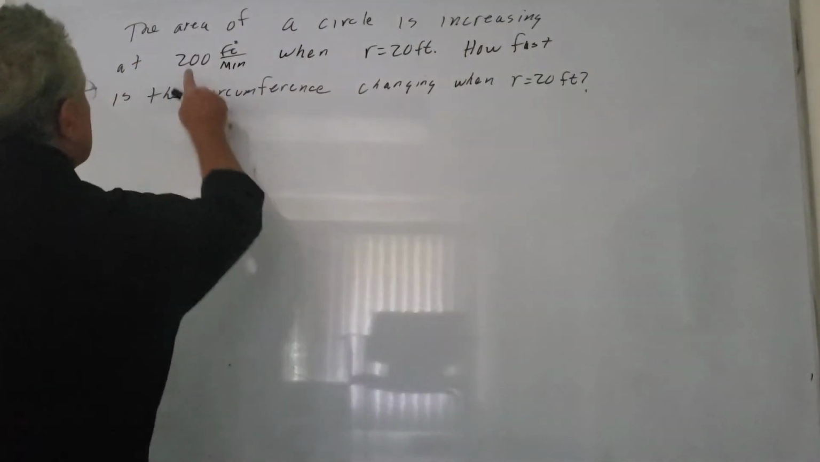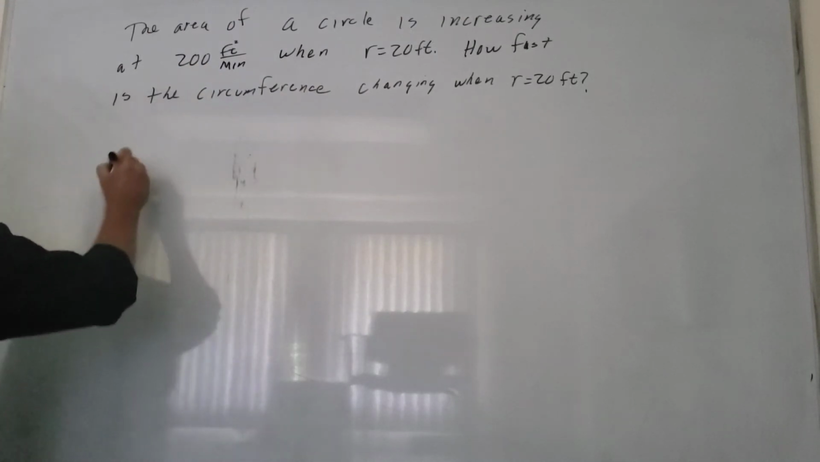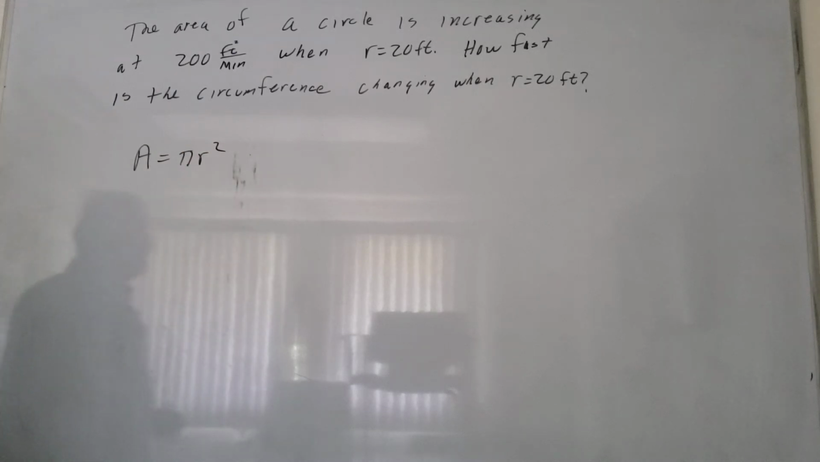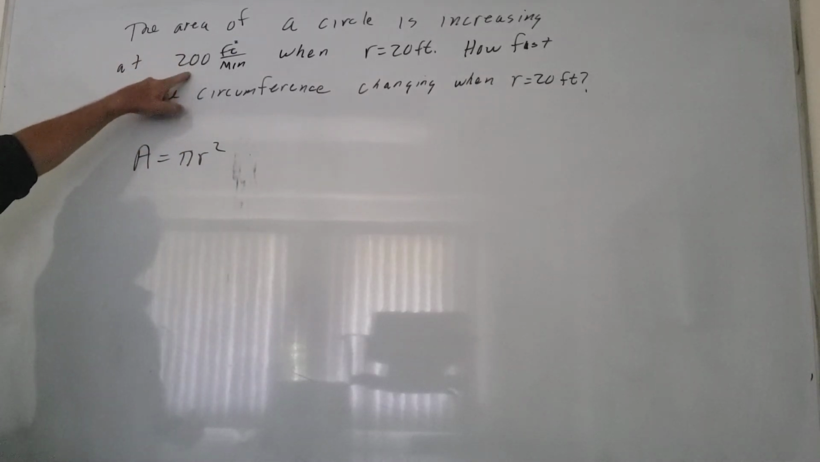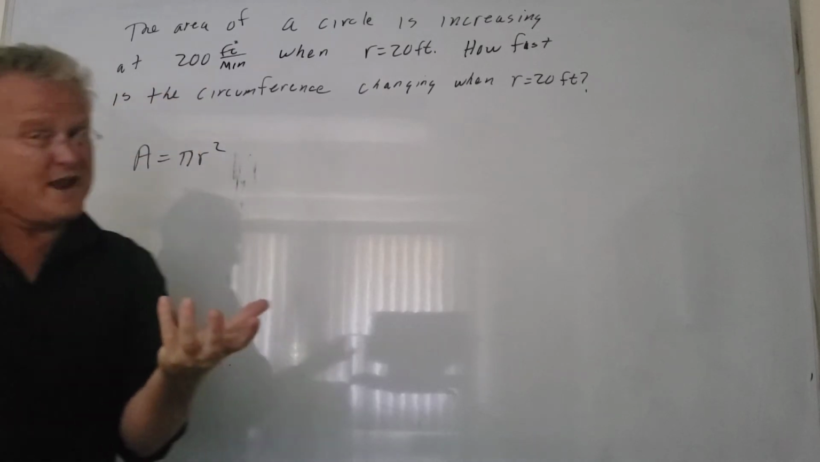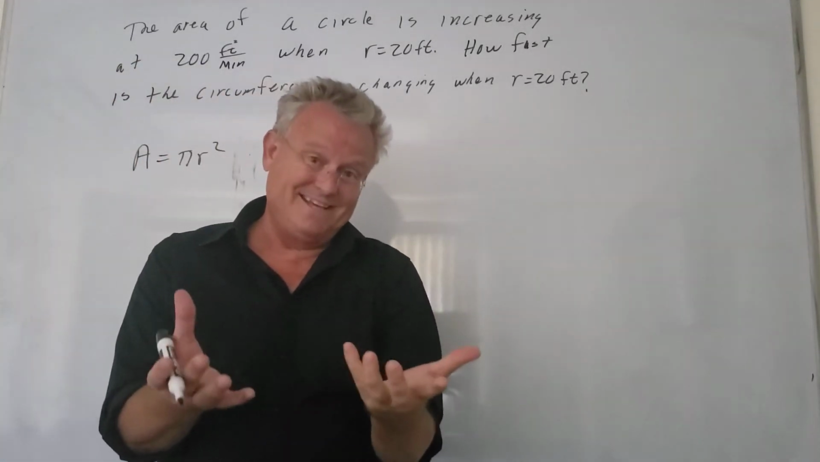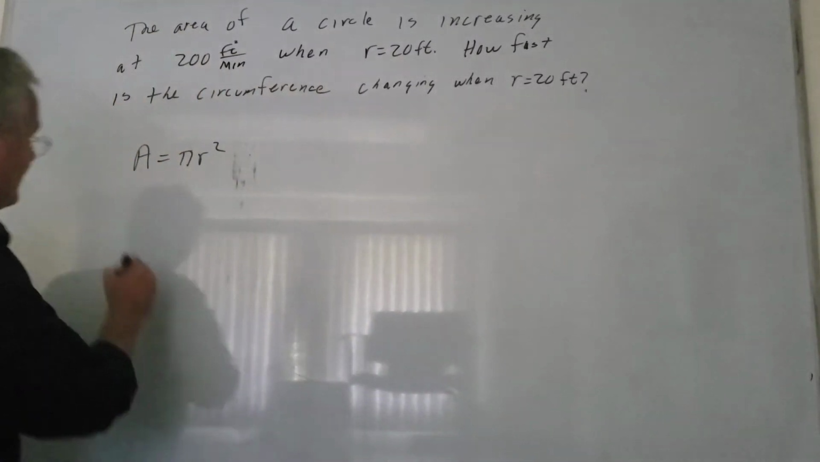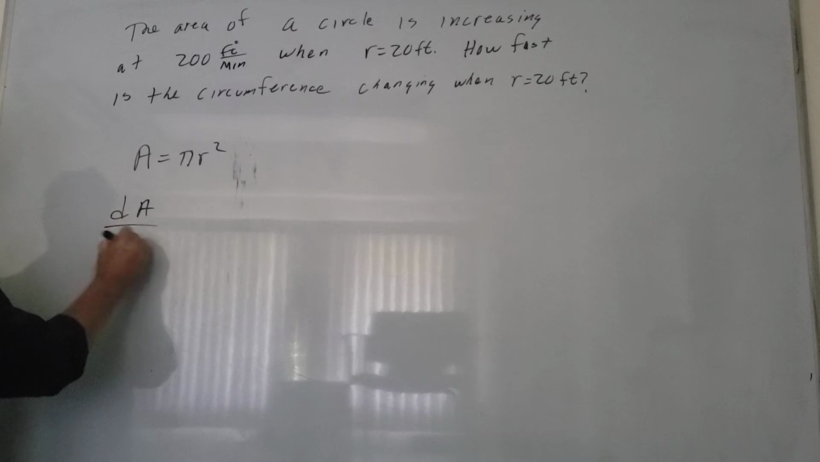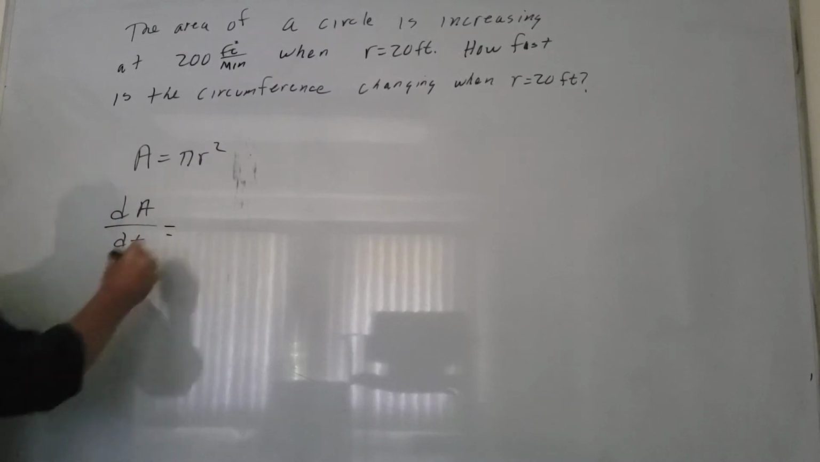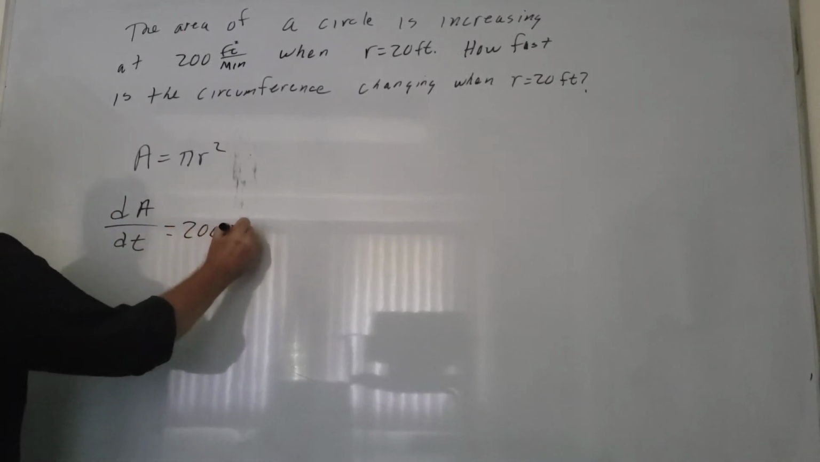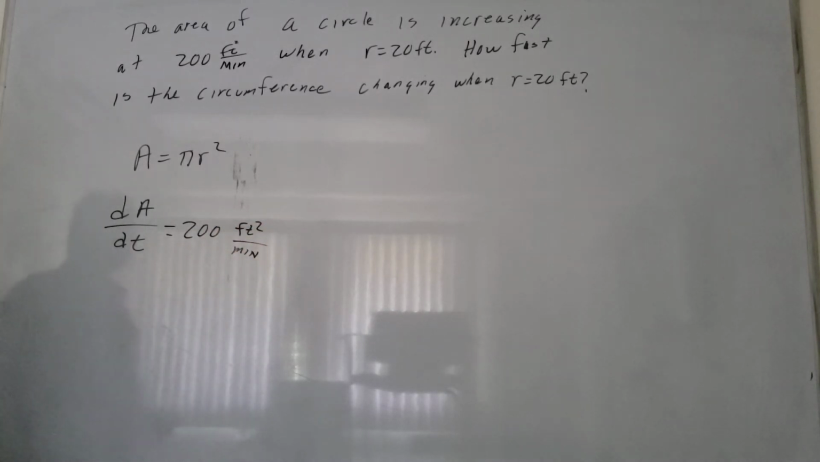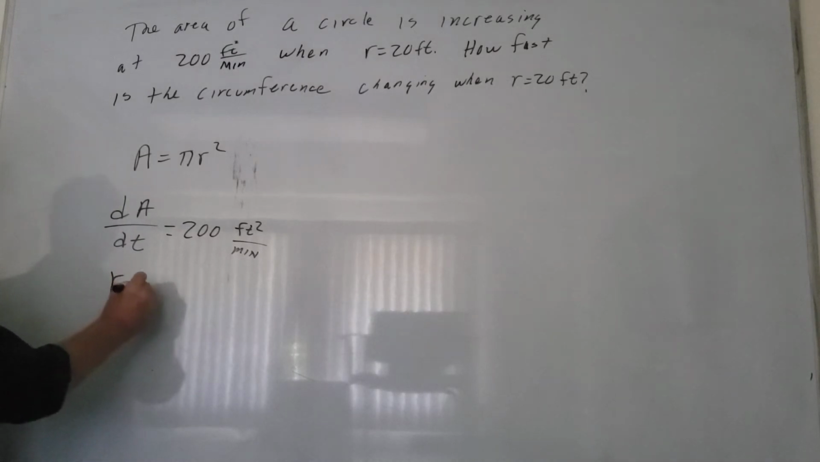The area of a circle is this. So first of all, what's the formula for the area of a circle? Its area is pi r squared. Well, the rate at which the area is changing is this. What is the rate at which the area is changing? It is dA/dt. That's what, in calculus, is the rate at which the area is changing with respect to time: 200 square feet per minute. Okay, this is when r is 20.